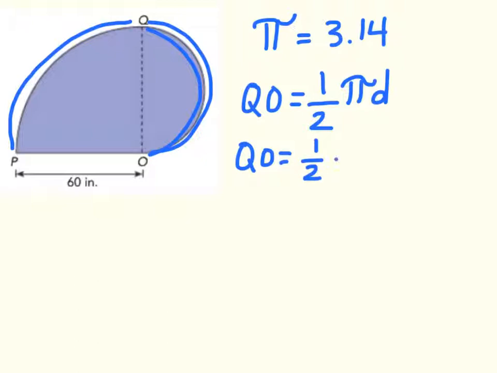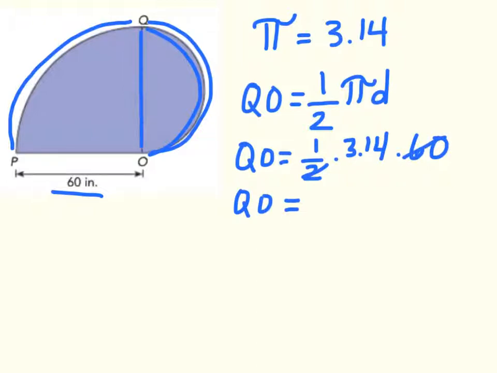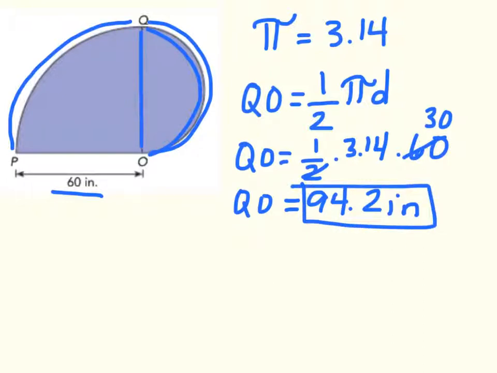Half, we're using 3.14 as our approximation for pi, and our diameter is 60. So QO is going to be equal to 3.14 times 30, or 94.2 inches. Okay, so now we know our first distance. QO is 94.2 inches. Next, we need to find the length of arc PQ.